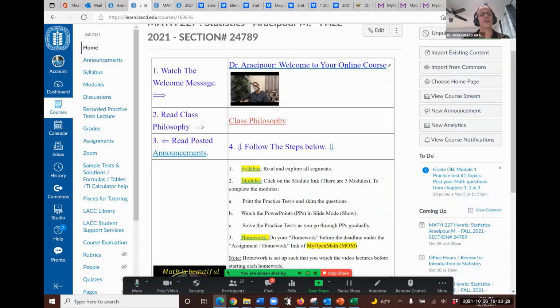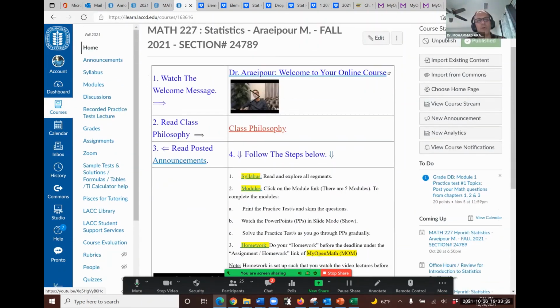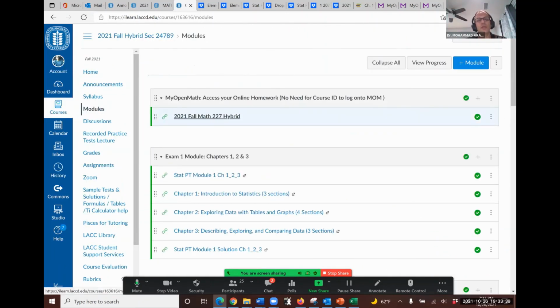So now let's go back to the homepage of Canvas. Homepage of Canvas. Remember, from modules, this top page, we went to MyOpenMath.